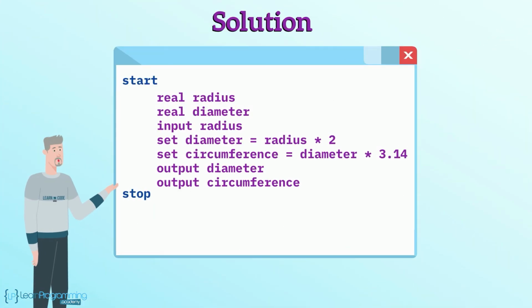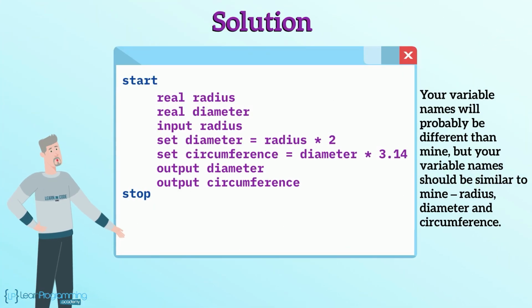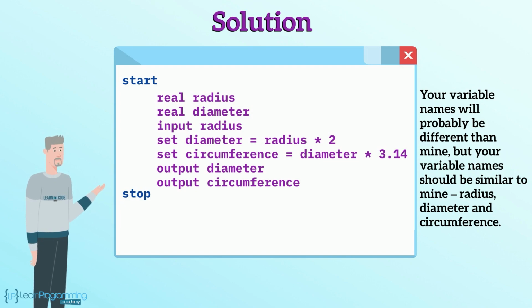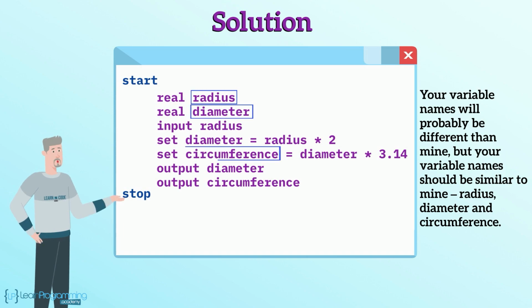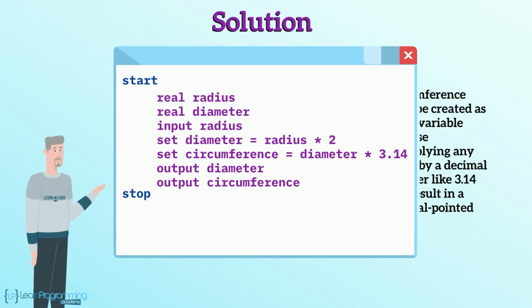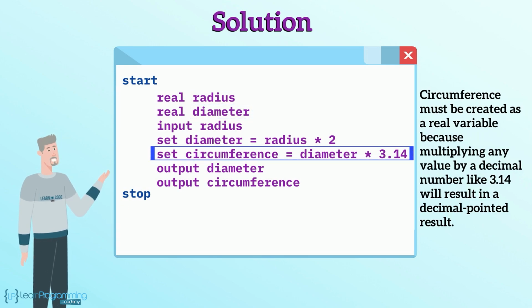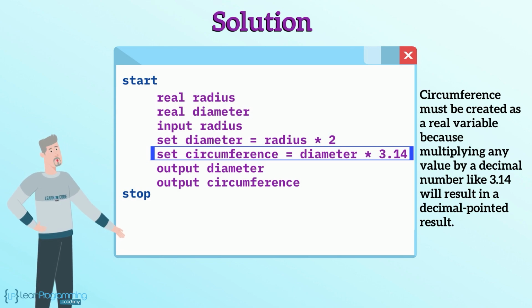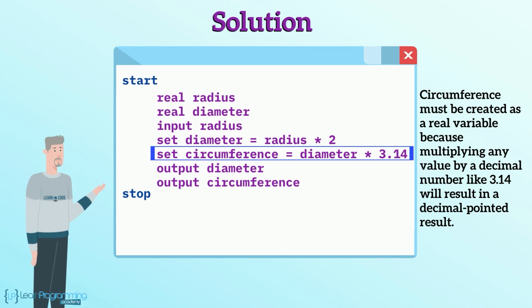Alright, so how did you do? Good, I hope. Your variable names will probably be different than mine, but your variable names should be similar to mine: radius, diameter, and circumference. These three names are given as part of an app's required specification, so why not use them in your program? Circumference must be created as a real variable because multiplying any value by a decimal number like 3.14 will result in a decimal pointed result.